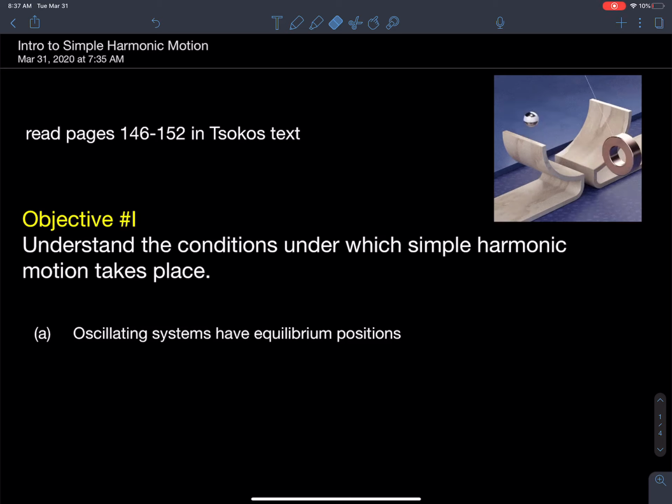Okay, so your homework this week is to make sure that you've read pages 146 to 152 in your Tsokos text. All right, the diagram that you have here, or the GIF that you have here, is an example of two different types of oscillations.